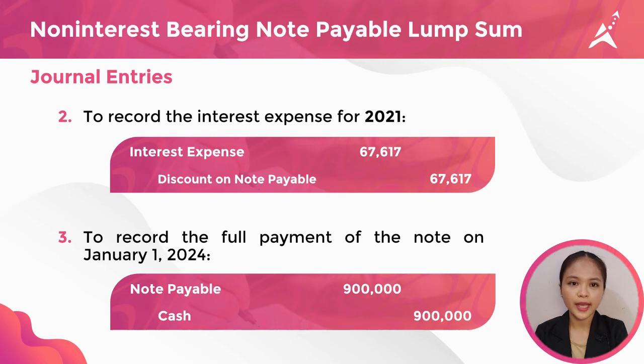Our last journal entry for this problem is to record the full payment of the note on January 1, 2024. We will debit note payable for 900,000 pesos and then credit cash for the same amount. Please take note that we are talking about lump sum, which means that an amount is paid all at once. That is why we recorded the full payment at January 1, 2024.